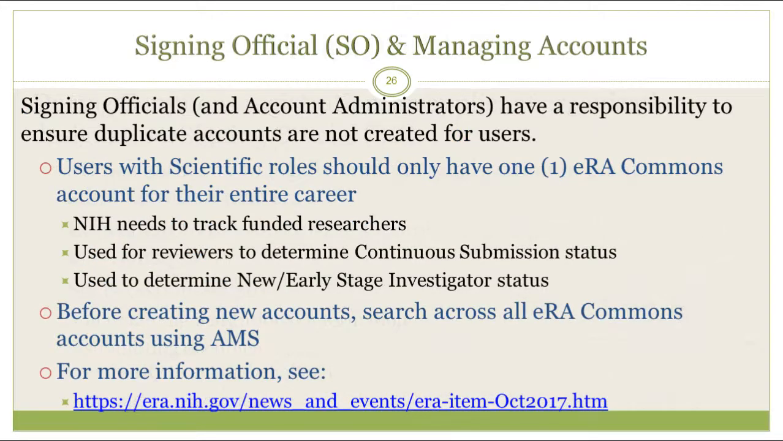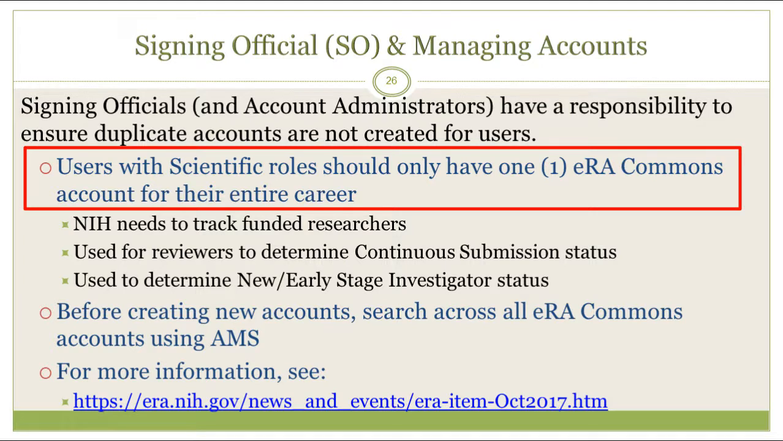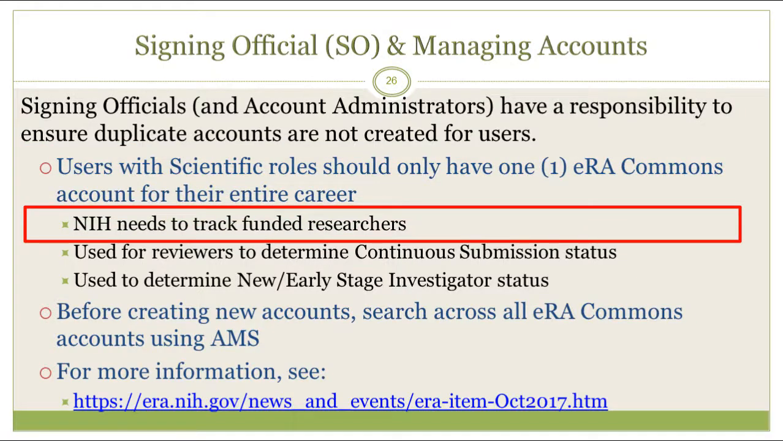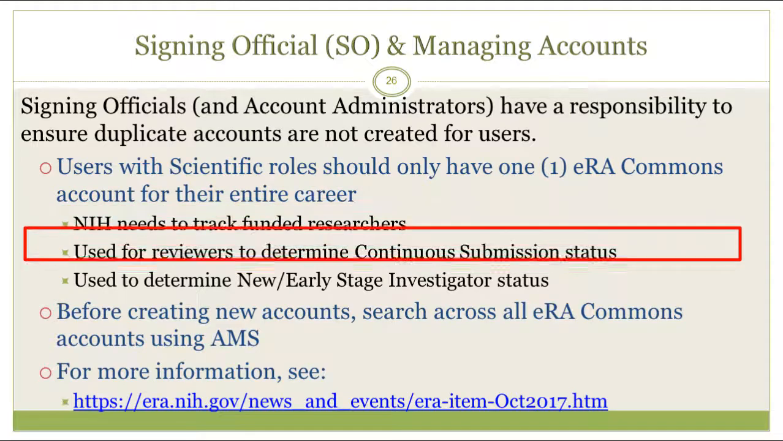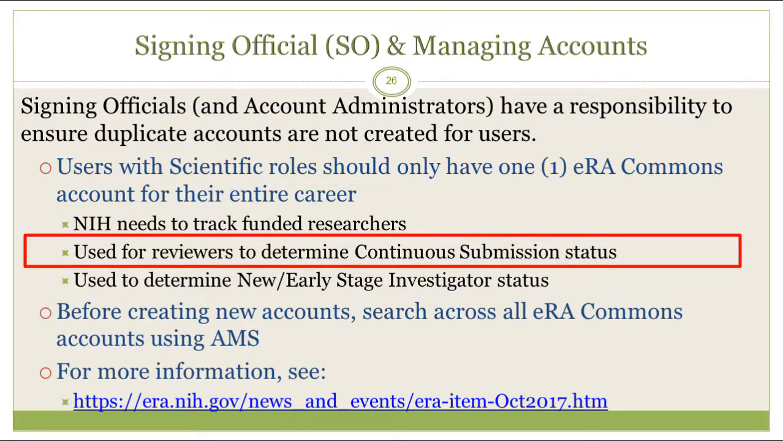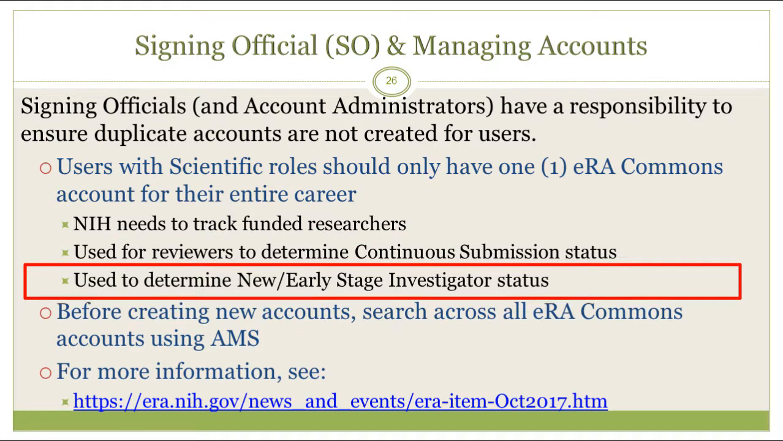We already stated that signing officials and account administrators have the responsibility of managing accounts. Part of that is to make sure that they don't create duplicate accounts. So anybody with scientific roles, if you're going into science and you're a postgrad and you eventually become a full research person, you want that same account from the time you were a postgrad. And NIH does that to be able to track your career. For reviewers, it's very important for their continuous submission eligibility. It helps determine new and early stage investigators. We've already talked about that.